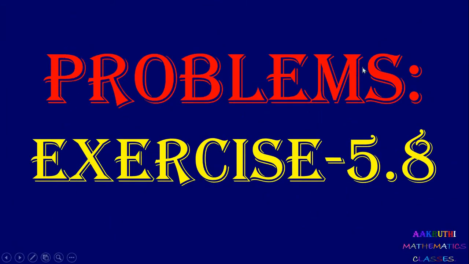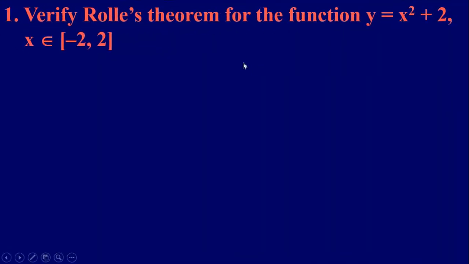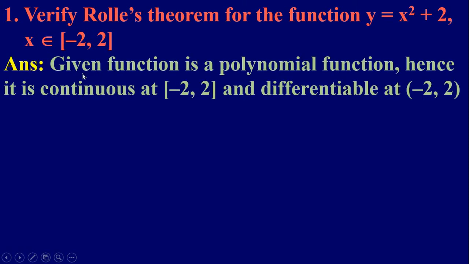Next we see some problems. These problems are from exercise 5.8. First problem: verify Rolle's theorem for the function y equal to x square plus 2 when x belongs to minus 2 to 2. The given function is a polynomial function, hence it is continuous. Every polynomial function is continuous. Hence the given function y equal to x square plus 2 is continuous in closed interval minus 2 to 2 and differentiable in open interval minus 2 to 2.